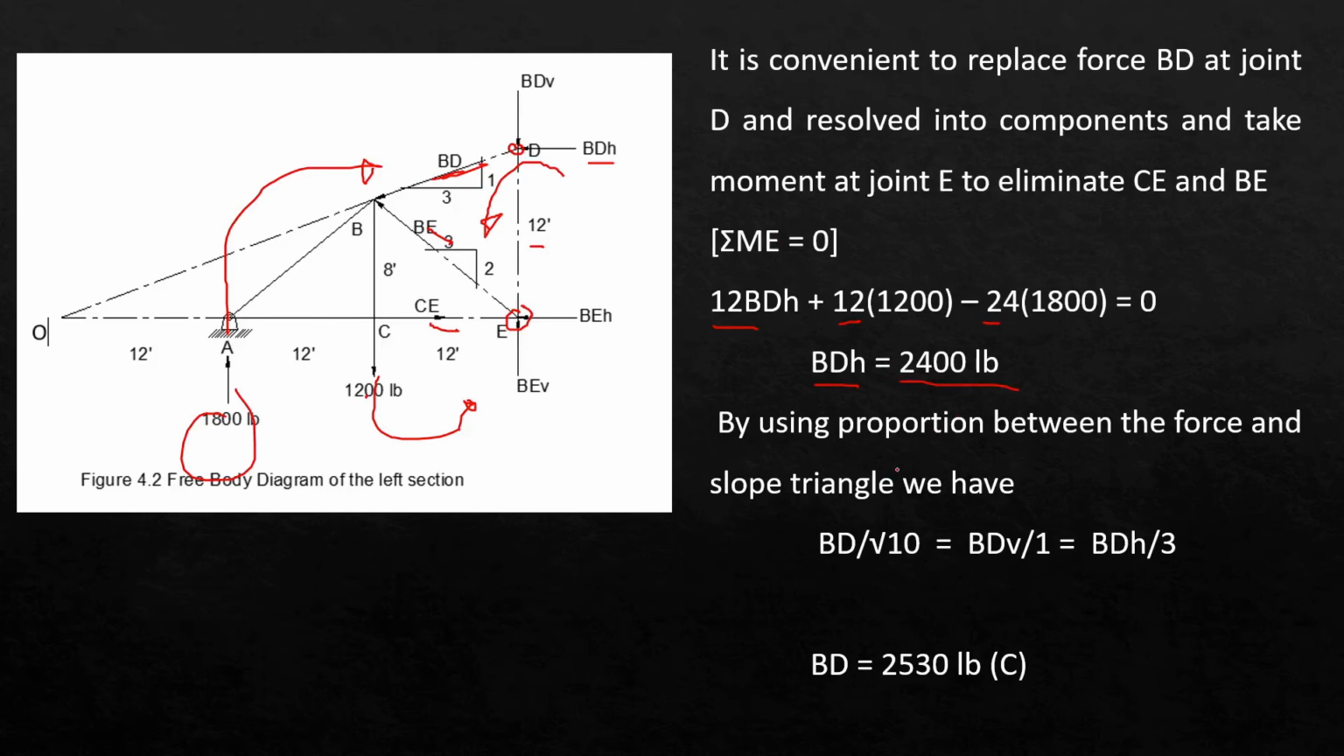Thus, we can have BDH, or the horizontal component of your BD, which is equal to 2,400 pounds. Now, using ratio and proportion between the force and the slope triangle that we have, obviously this is 3, and for BD, I should say this is 3 and 1. So this is 3 squared plus 1 squared, or 9 plus 1. This becomes 10. So by having ratio and proportion, BD is to square root of 10, and then BD vertical is to 1, and then BD horizontal is to 3. And thus we can compute BD, since we already have the horizontal component of BD equals 2,400. Thus, BD force is equal to 2,530 pounds.